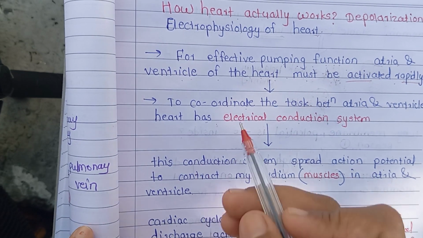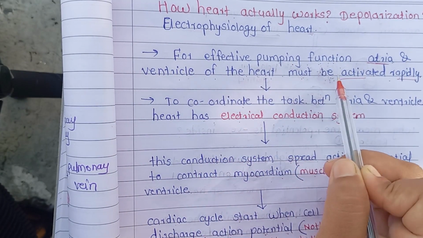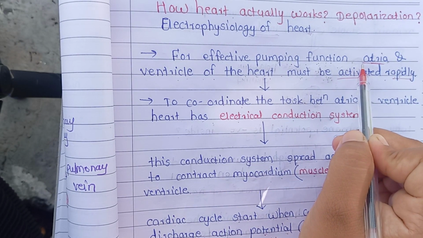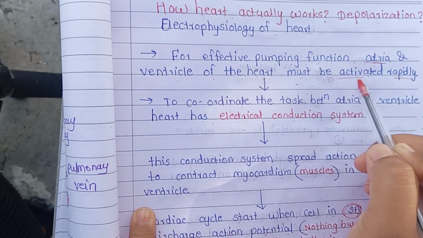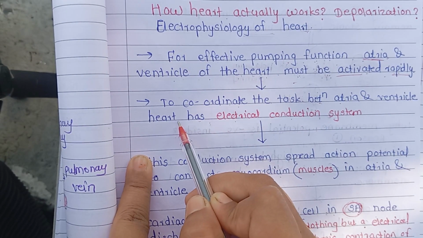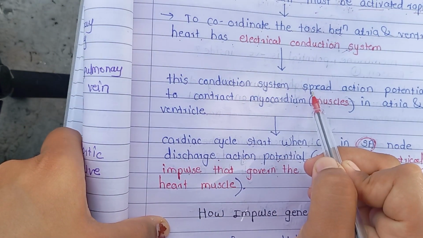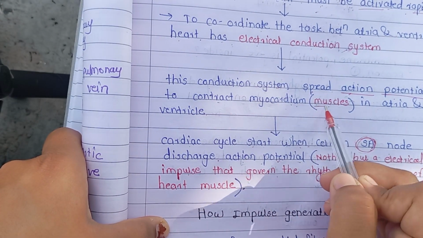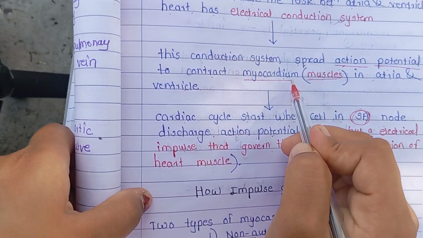So let's get started. For effective pumping function, the atria and the ventricles of the heart must be activated rapidly, that is to pump the blood from the atria and the ventricles. To coordinate the task between the atria and the ventricles, the heart has a special electrical conduction system. This conduction system spreads action potential to contract the myocardium, that is the muscles in the atria and the ventricles. Myocardium is nothing but the muscles in our heart.